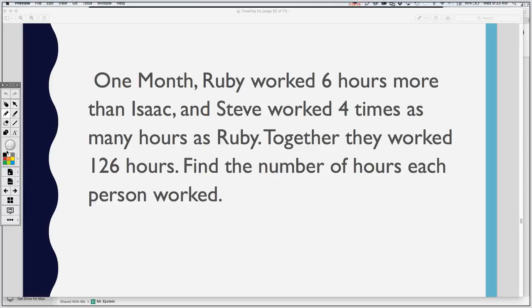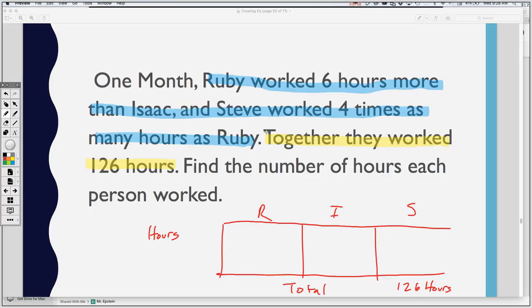Okay, so as you're working through this, let's first fill in the chart. What do we know about Ruby's hours? 6 hours more than Isaac. So how should I write that? Yeah, so more than, right here, is going to be plus. So we're going to say 6 plus I. Okay, what do we know about Isaac's hours then? Okay, we'll come back to that one. What about Steve?